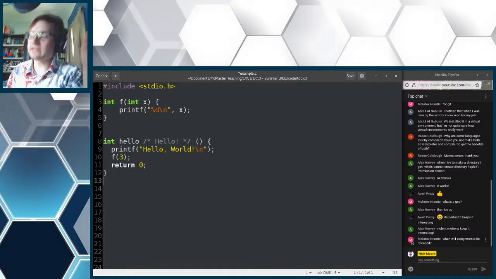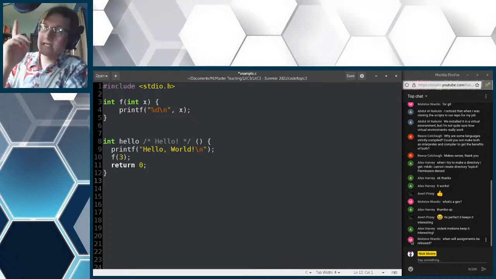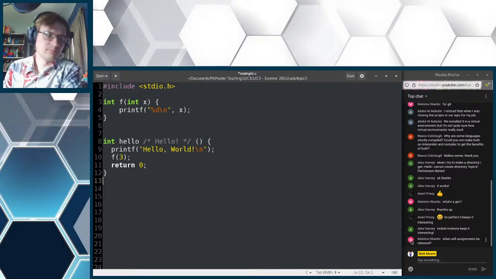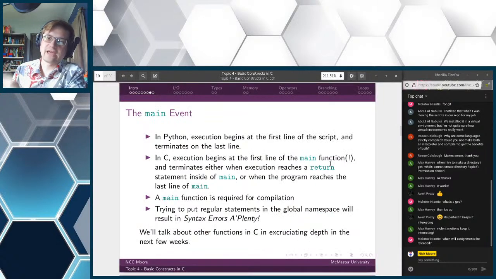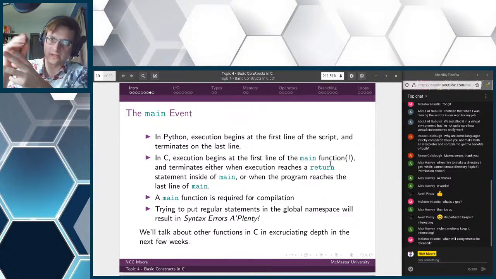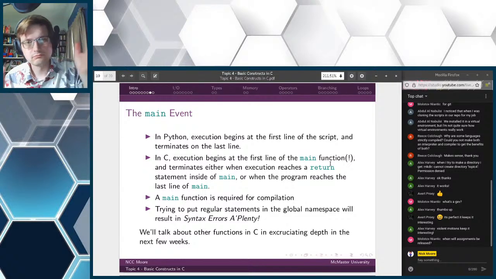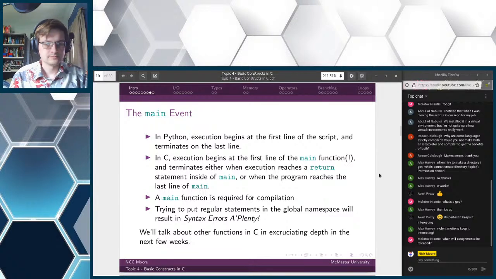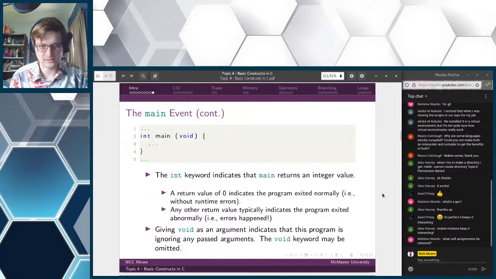That's valid in Python, because Python's all loosey-goosey. Well, technically speaking, in Python, the entire file is main. Right? So rather than have main and have execution start at main, they've just defined a Python file as being everything inside of main, basically. We'll talk about other C functions in excruciating depth in the next few weeks.